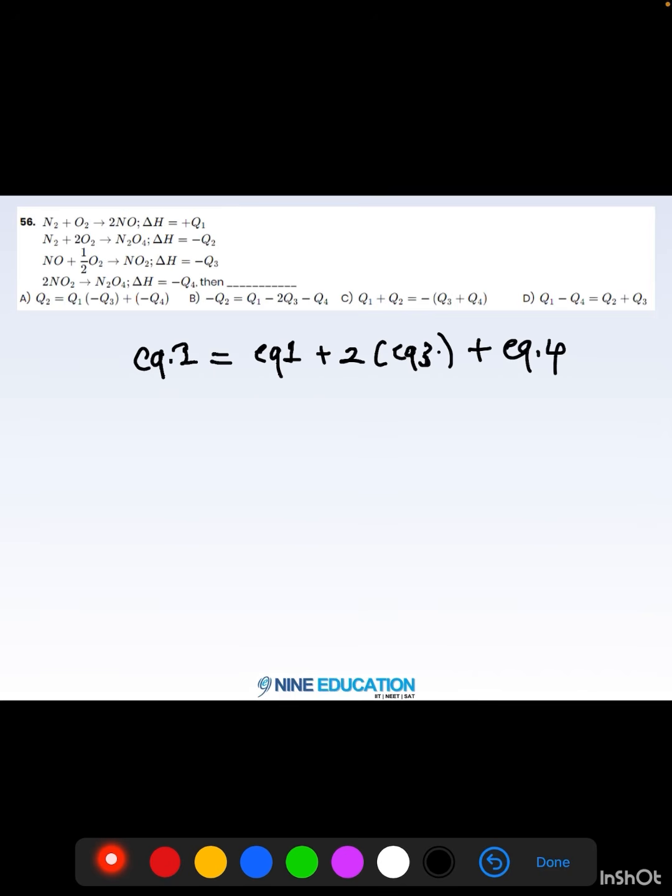And with this I can say that minus Q2 should be equal to what? For equation 1 we are having delta H as Q1, plus 2 times the delta H value of equation 3, which is minus Q3, and then for equation 4 we are having minus Q4. So I think it is pretty simple. It is already given in option B. Minus Q2 is equal to Q1 minus 2Q3 minus Q4, right? So clearly B would be the answer here.